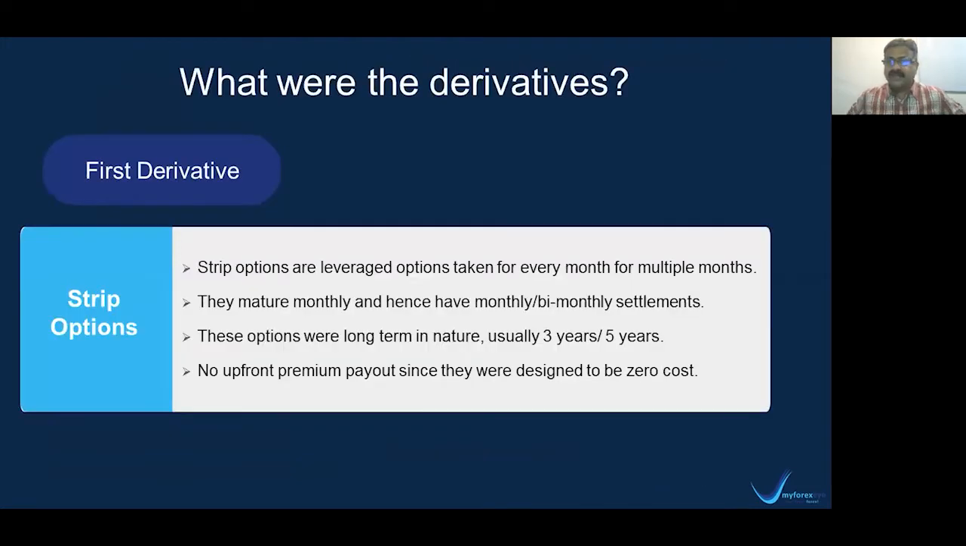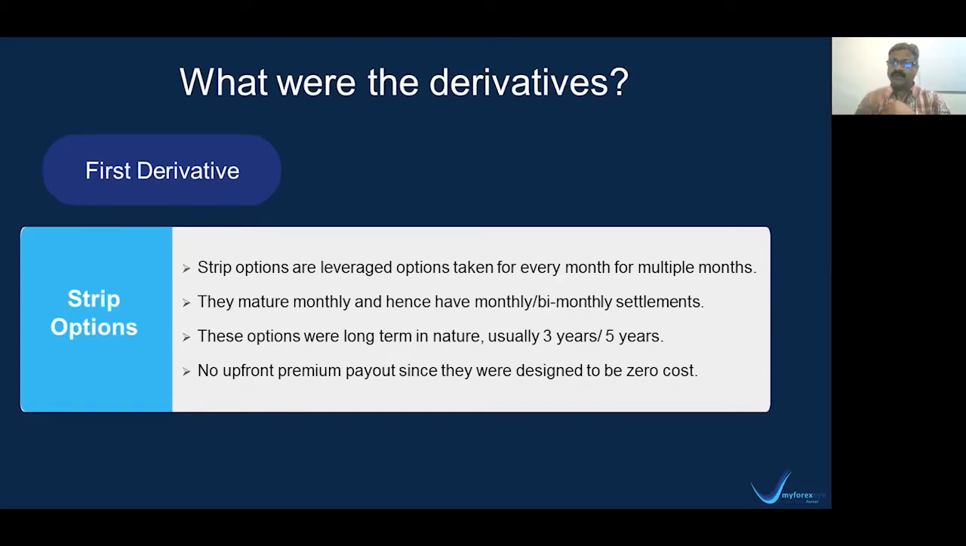Now let's try and understand what these forex derivatives actually are. The first derivative that was widespread, and that a lot of exporters across the country did, was what we call strip options. Now, strip options are typically leveraged options that are taken for every month for multiple months in the future. So they mature monthly. They usually have a monthly settlement, and a lot of corporates also had bi-monthly settlements.